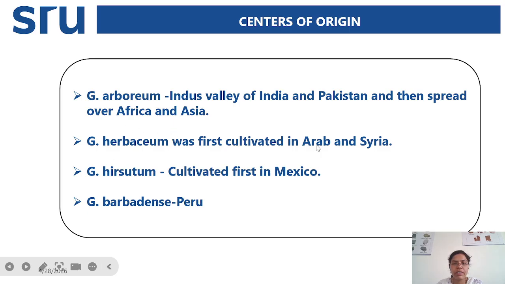It was first cultivated in Arabia and Syria. And next is Gossypium hirsutum. It was first cultivated in Mexico. And next is Gossypium barbadense. The center of origin for Gossypium barbadense is Peru.